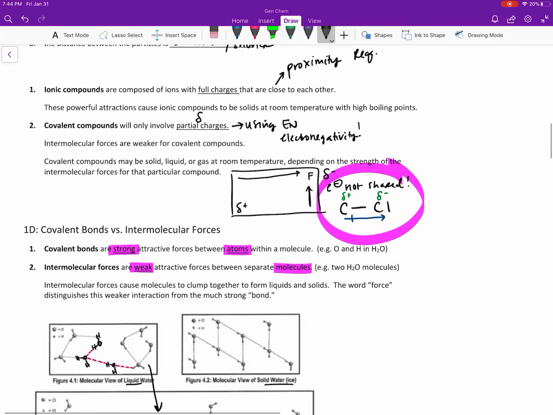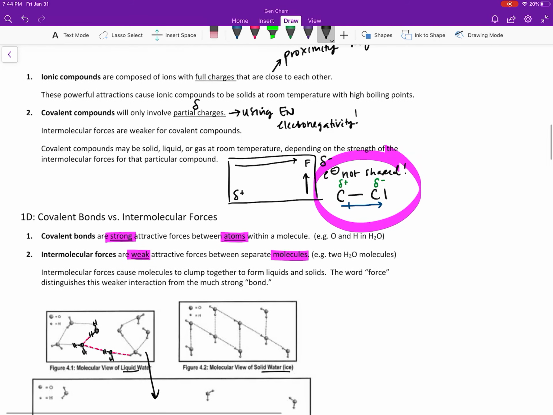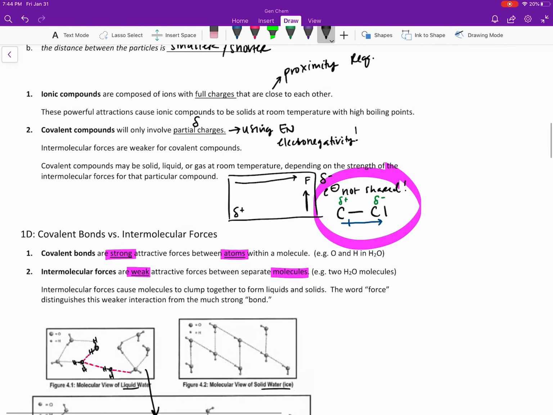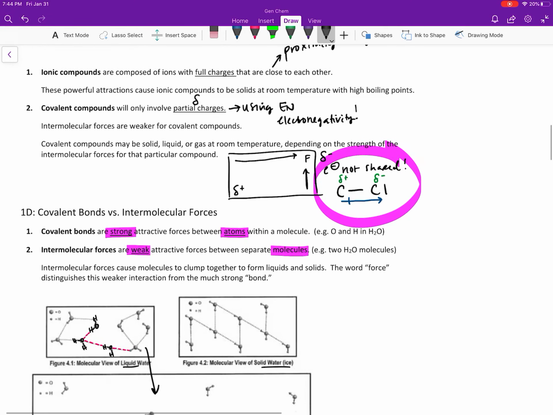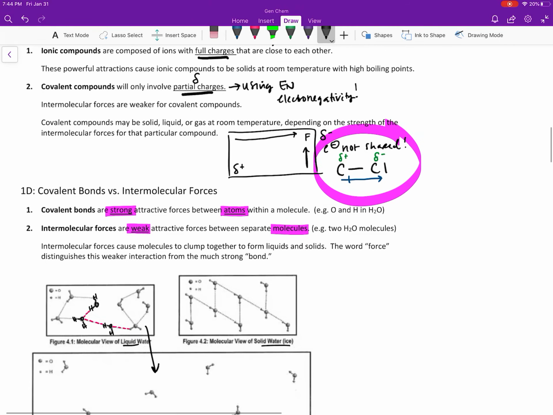We reviewed a little bit about ionic and covalent compounds. Ionic compounds are where your electrons are transferred, covalent is where they're shared. This gives rise to a difference in the overall charge. Ionic compounds have what's called full charges because they have exchanged electrons, whereas covalent compounds will have partial charges. And we assign these using electronegativity. And then we said that these partial charges give rise to some differences in our intermolecular forces.